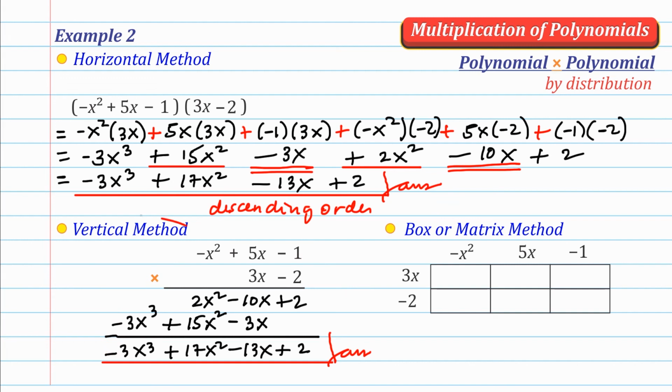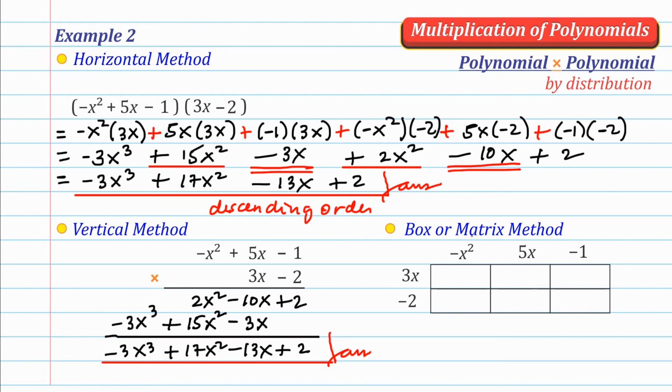Okay, last one, the box or matrix method. Now, just like the vertical method, it's very important that we arrange the terms in descending order of degree before writing in this matrix or table here. Now, unang-una, how many squares or cells do we need? We have 3 terms times 2 terms. So we have 3 boxes by 2 boxes.